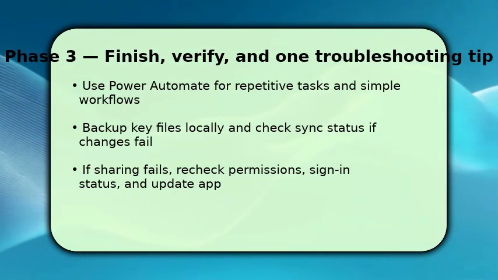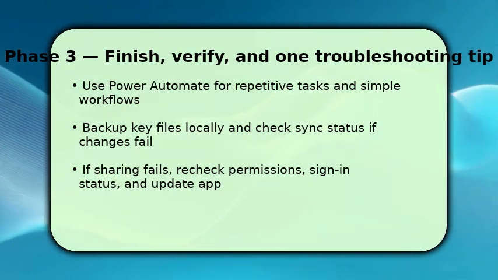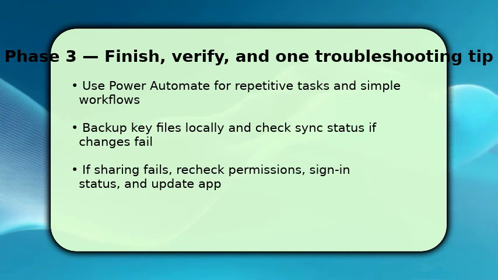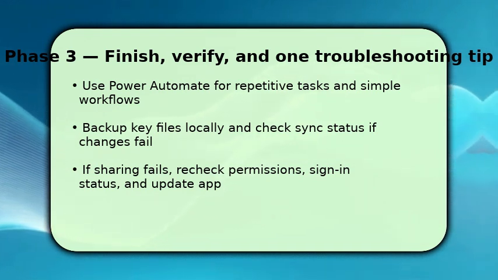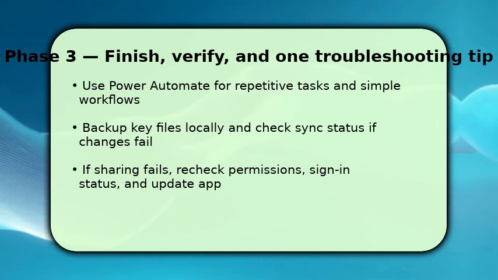To finish, automate repetitive tasks with Power Automate. For example, save email attachments to OneDrive automatically and set recurring reminders in Outlook. Backup critical files locally even with OneDrive enabled.